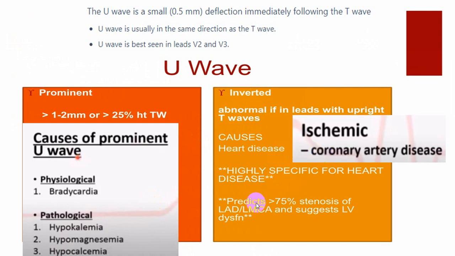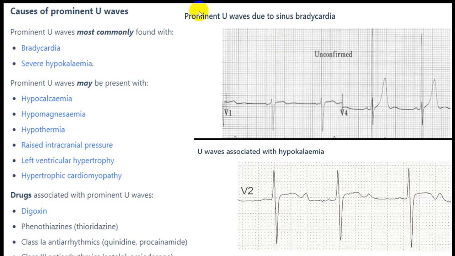And prediction is almost that if there is an LAD or LMCA occlusion, it is quite frequently negative. So this should be kept in mind. So bradycardia and severe hypokalemia are topmost on the list.